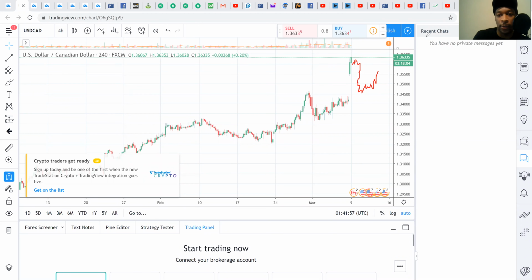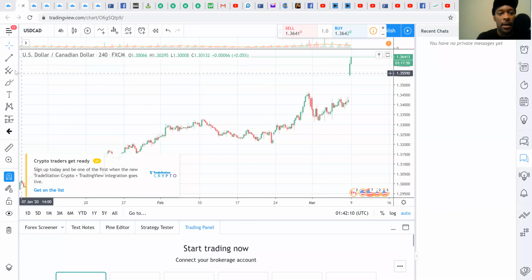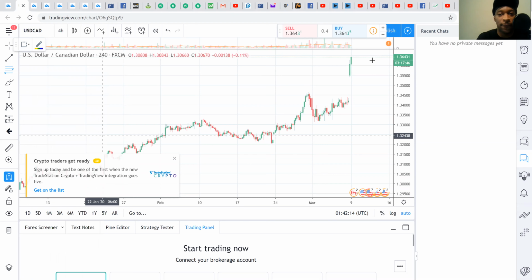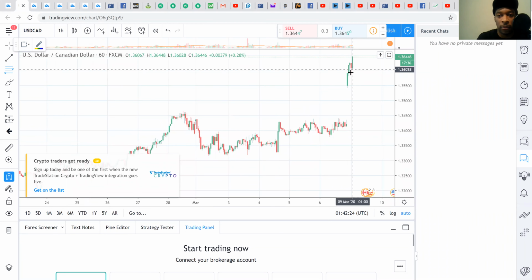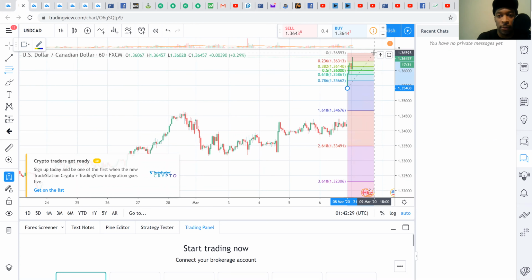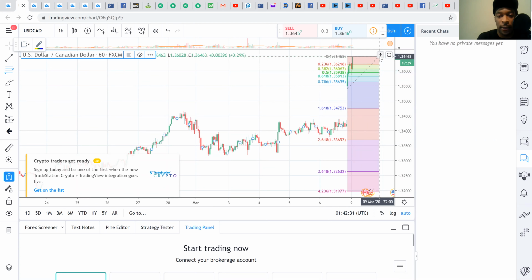Or you could see moves where it doesn't retrace all the way down, it just keeps going back up. But what I noticed, the market does tend to fill the gaps though. And if we look at the Fibonacci's for retracement to find a possible area for it to retrace back down, let's draw from this low to this high.